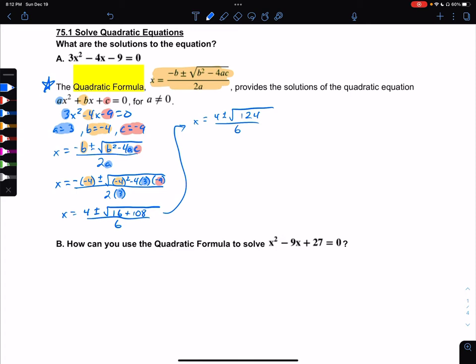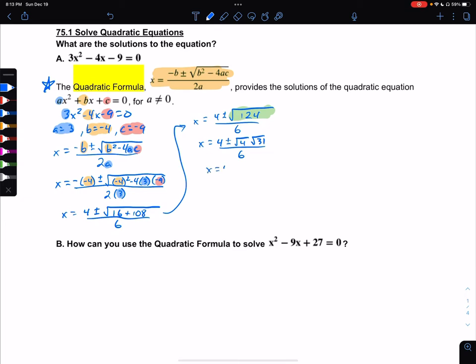There are points in this problem where you would be done here. What you do need to check for, though, is you need to see if you can simplify the radical. So we need to look at simplifying this entire radical. Sometimes you can, sometimes you cannot. This time we can. So we would have x equals 4 plus or minus the square root of 4 times 31, and that would be over 6 still. Right, because 4 times 31 is 124.